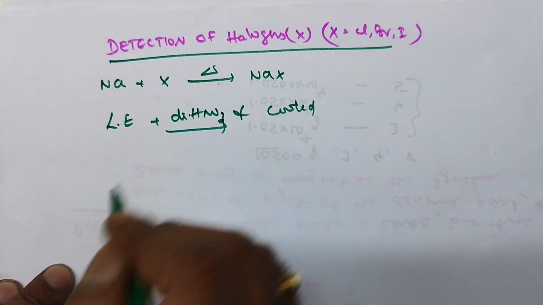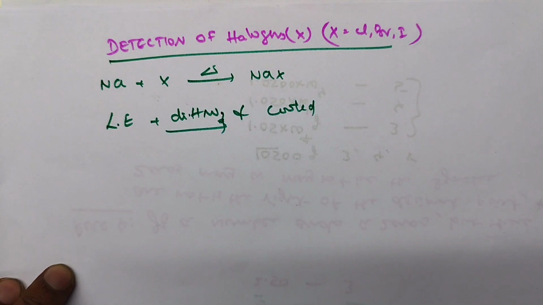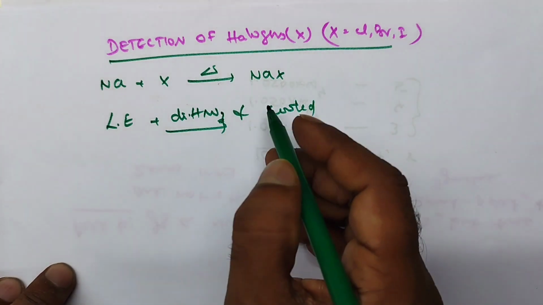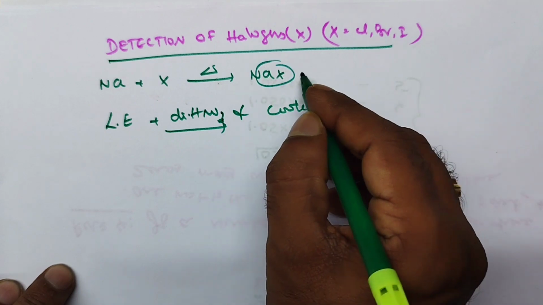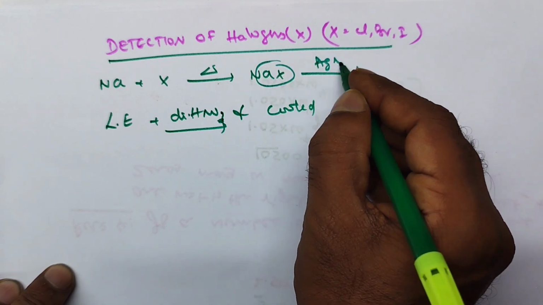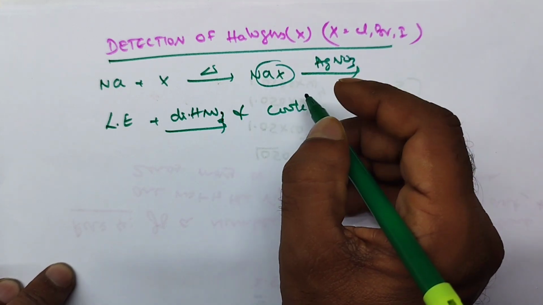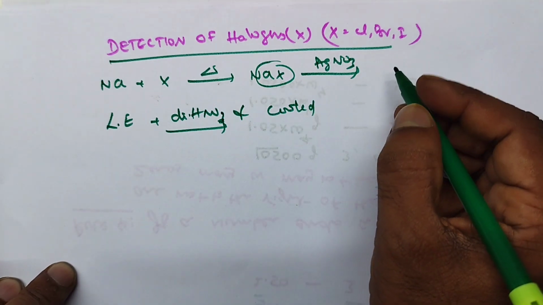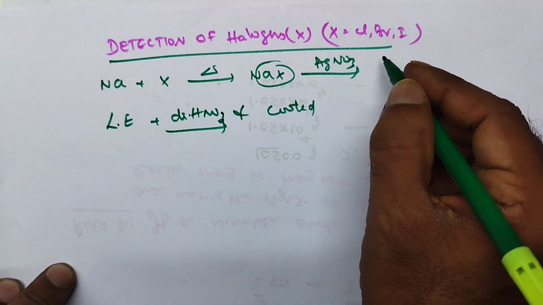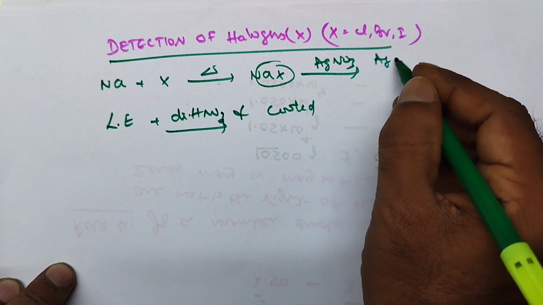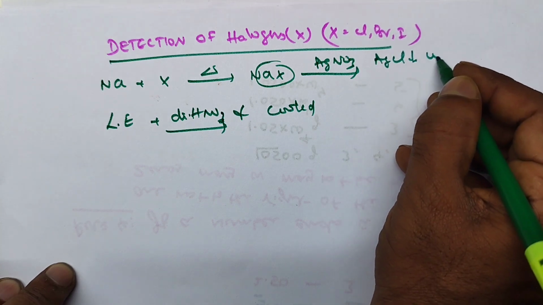This should be boiled with dilute nitric acid and cooled. A few drops of silver nitrate, AgNO3, are added to that, where only sodium halide, NaX, will be formed. What will happen? If X is chlorine, it will be AgCl, which is a white precipitate.